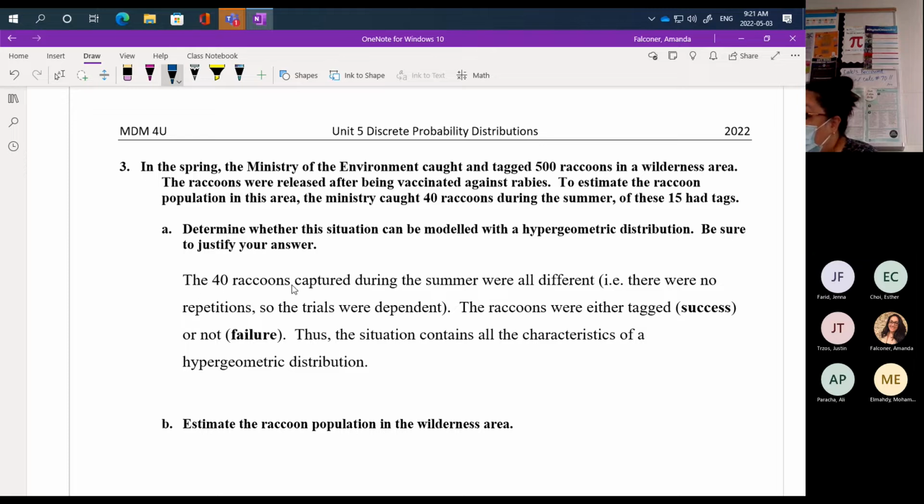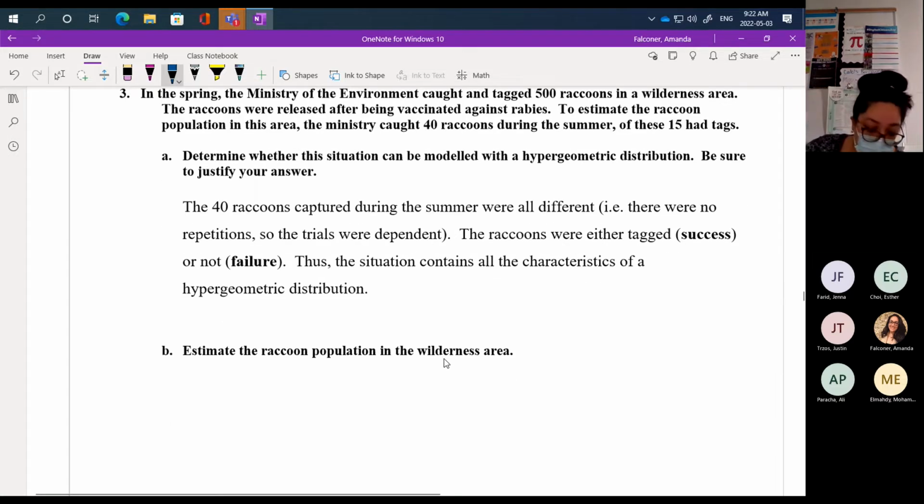So let's read through this. The 40 raccoons captured during the summer were all different. They're all individuals. There were no repetitions, so the trials were dependent. The raccoons were either tagged, being the success, or not, being the failure. Thus, the situation contains all the characteristics of a hypergeometric distribution. So we're going to go through here and just try to decide. It is hypergeometric.